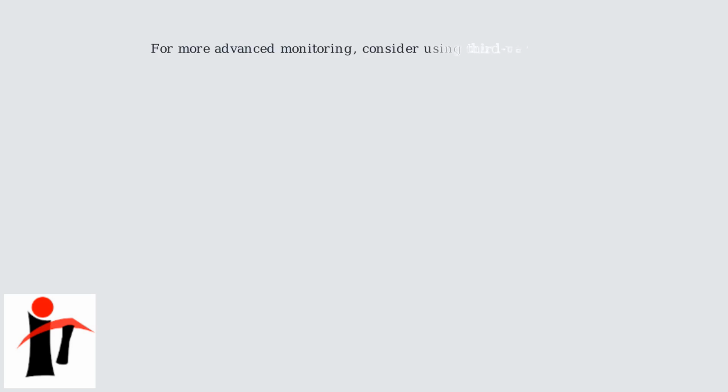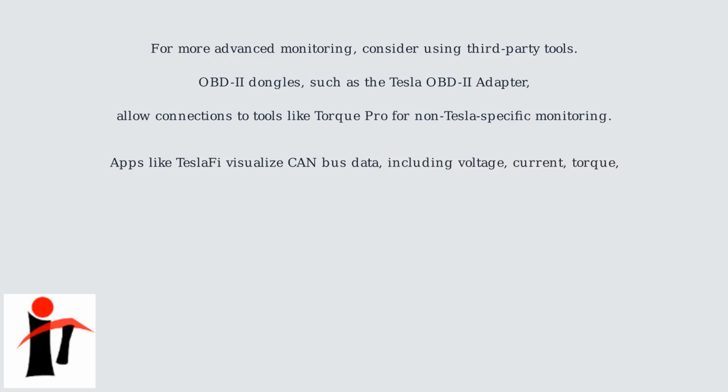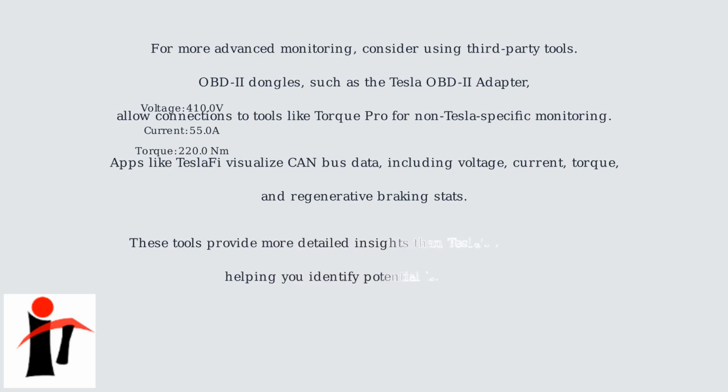For more advanced monitoring, consider using third-party tools. OBD2 dongles, such as the Tesla OBD2 adapter, allow connections to tools like Torque Pro for non-Tesla specific monitoring. Apps like Teslafy visualize CAN bus data, including voltage, current, torque, and regenerative braking stats. These tools provide more detailed insights than Tesla's native interface, helping you identify potential issues early.